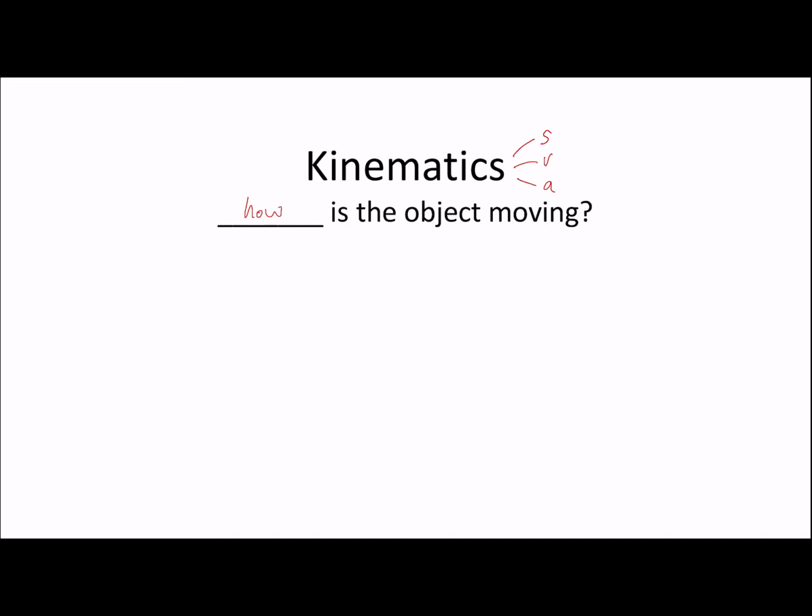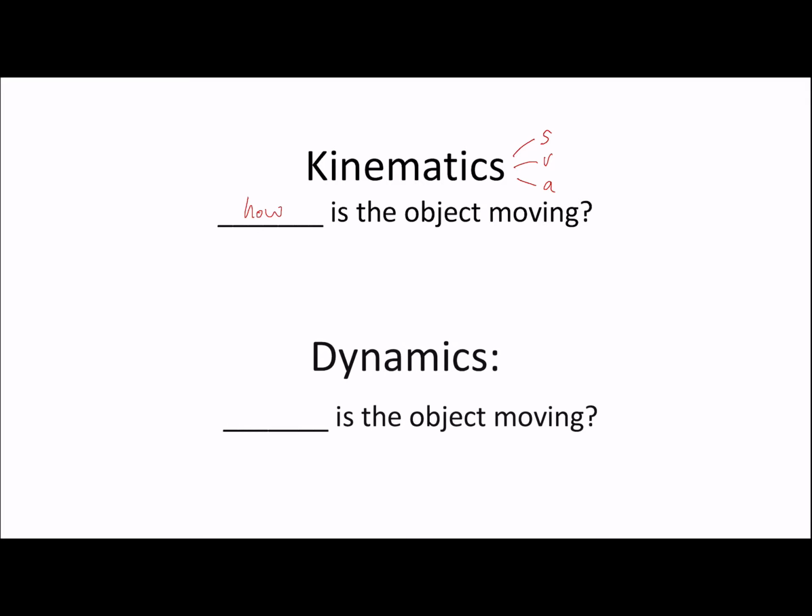But the question that kinematics cannot answer is, why is the object moving? What's causing the object to travel faster? What caused the object to move in the first place from rest? So all these can be answered in this chapter called dynamics, which concerns itself with why is the object moving.